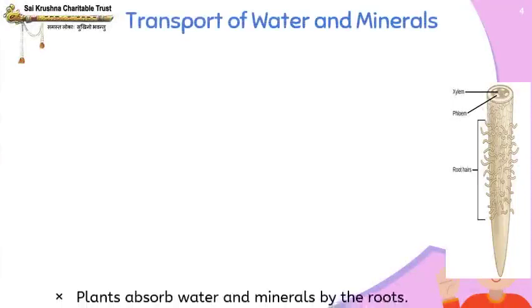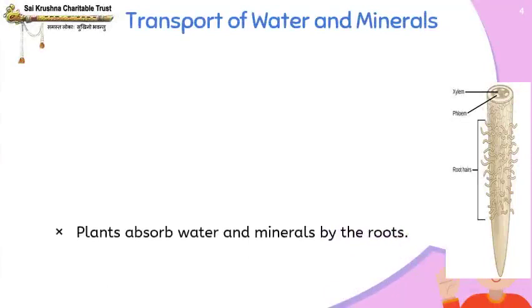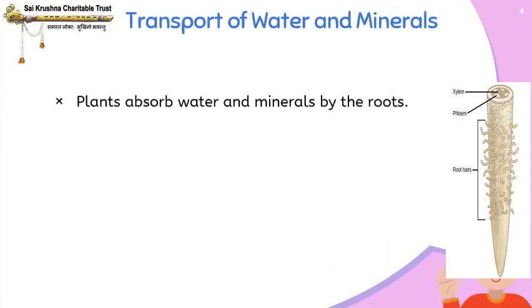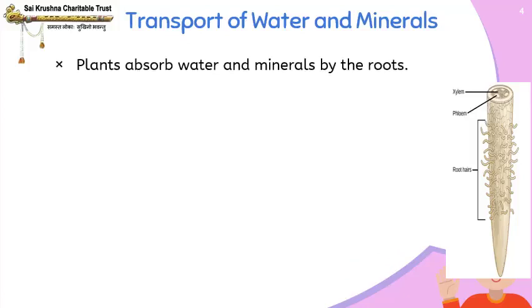Transport of water and minerals. Plants absorb water and minerals by roots. Correct? So however much water you pour on the leaves, it doesn't get absorbed. That's why for plants, water needs to be poured near the roots. That is where the water gets absorbed by the plants.